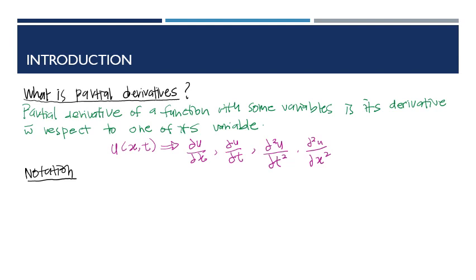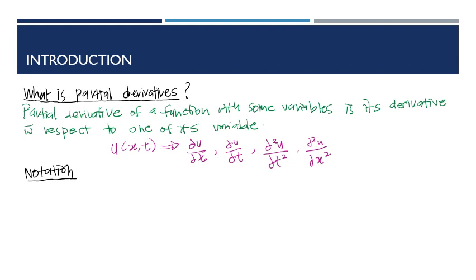So what is partial derivative? Partial derivative of a function with some variables is its derivative with respect to one of its variables. So for example, we have u, a function that consists of two variables, x and t. To find the partial derivative, it is denoted by del u over del x, or we can also find del u over del t, del square u over del t square, del square u over del x square, and so on.